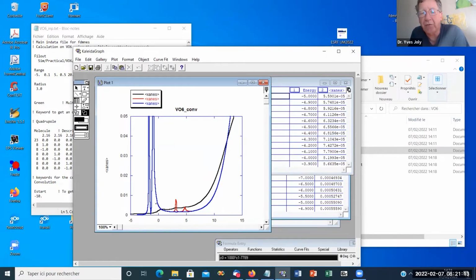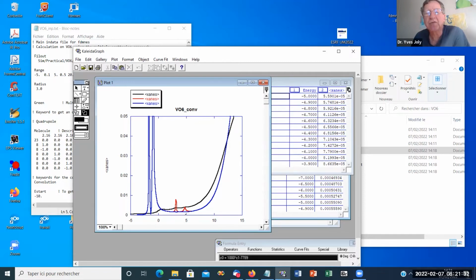So it means that from a 1s state, you can probe the L equal 2 state, that is a D state. And in practice, it's a 3D state. So here, you can see the two 3D states around the vanadium, because it's a vanadium K-edge we are probing.